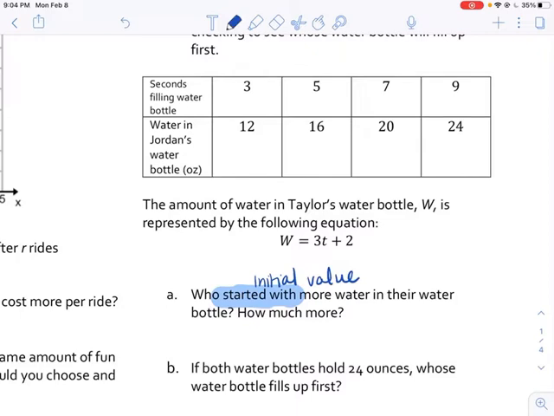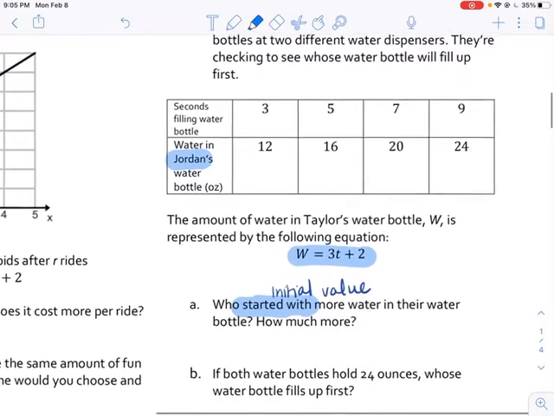So let's look at our representations. This one is Jordan. This whole table is Jordan. I don't see Taylor anywhere. Taylor's is this equation. The amount of water in Taylor's water bottle, W, is represented by the following equation. And we're going to assume, because it doesn't tell us otherwise, that they are in the same units.